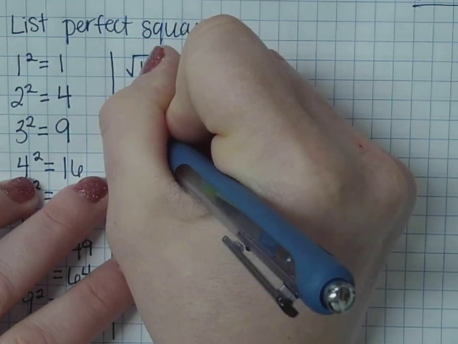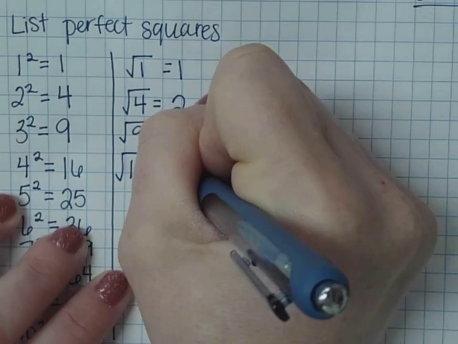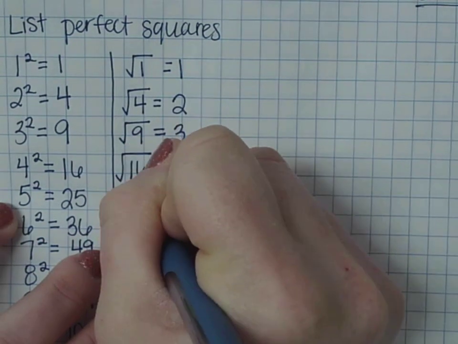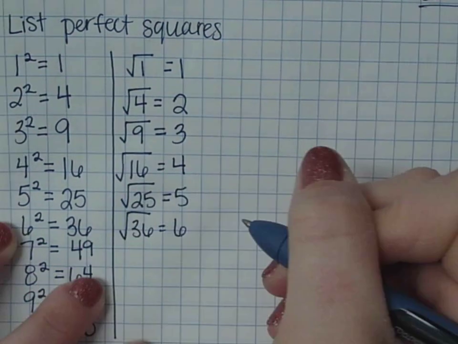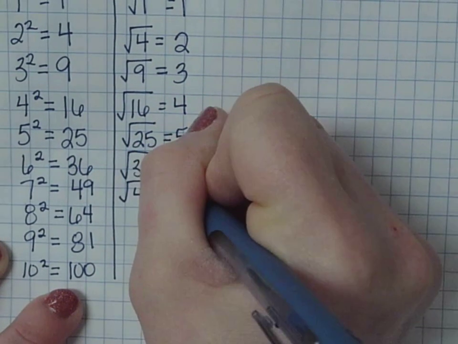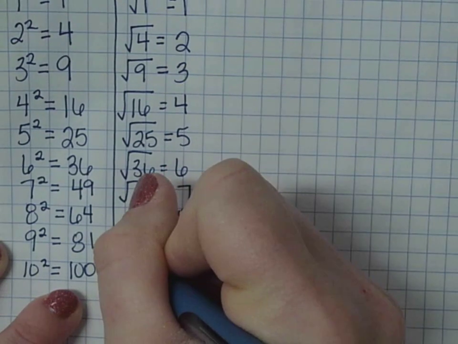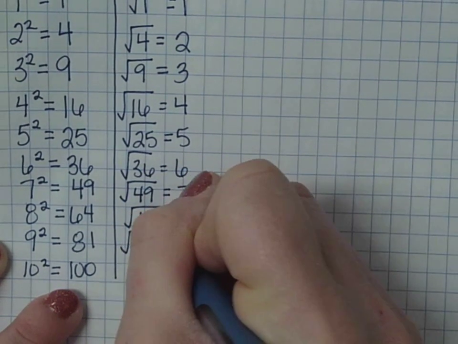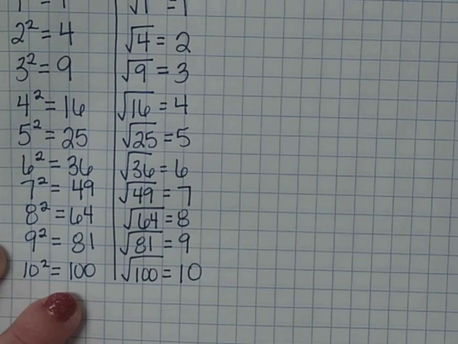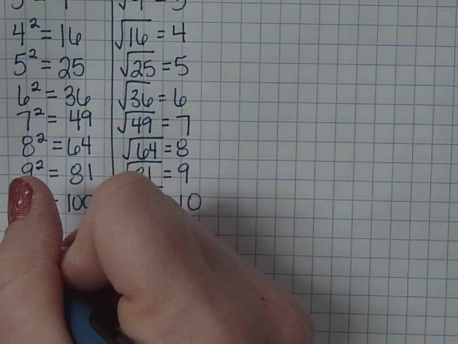Square root of 9 is 3. Square root of 16 is 4. Square root of 25 is 5. Square root of 36 is 6. Square root of 49 is 7. Square root of 64 is 8. Square root of 81 is 9. And square root of 100 is 10. So now that we have all of those listed out, let's do our first example.